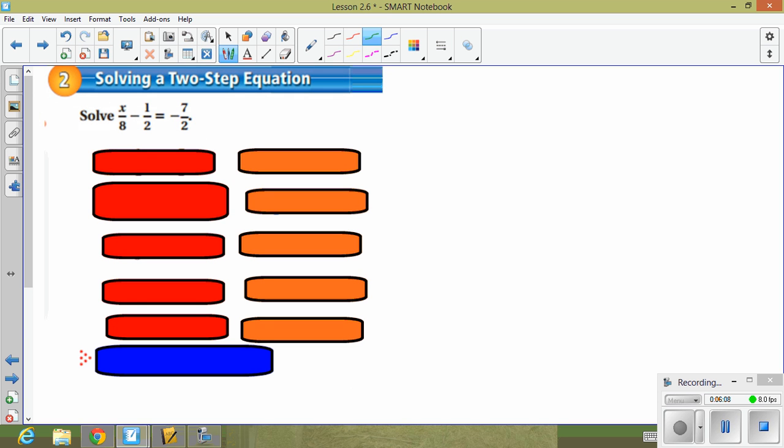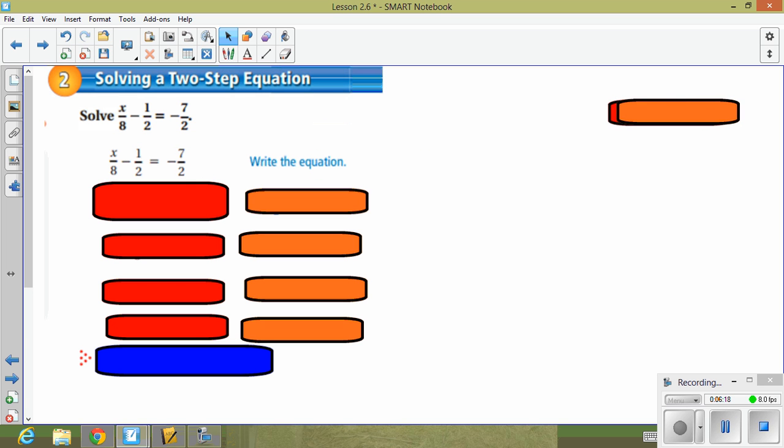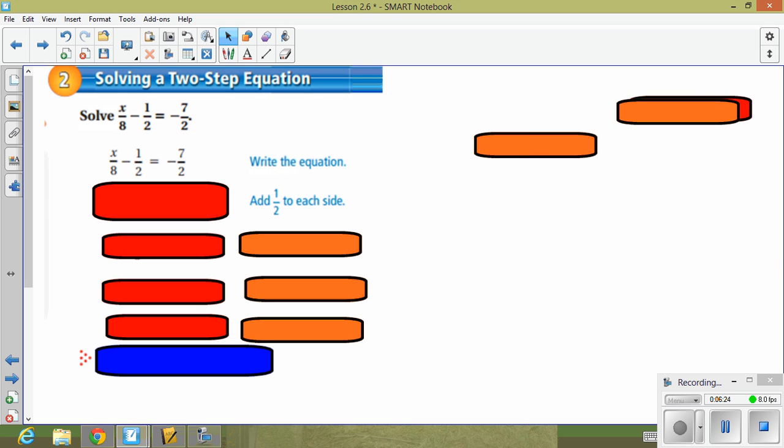Okay, in this equation, I know it looks a little crazy because of all the fractions, but don't let that scare you. So what we're going to do is write the equation. So write the equation down in your notebook. X divided by 8 minus a half equals negative 7 over 2.